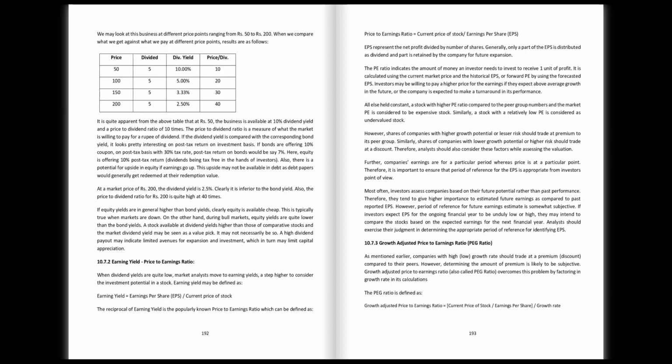Growth-adjusted price-to-earnings ratio, PEG ratio. As mentioned earlier, companies with high or low growth rates should trade at a premium or discount compared to their peers. However, determining the amount of premium is likely to be subjective. Growth-adjusted price-to-earnings ratio, also called PEG ratio, overcomes this problem by factoring in the growth rate in its calculations. The PEG ratio is defined as growth-adjusted price-to-earnings ratio equals current price of stock divided by earnings per share, divided by growth rate.